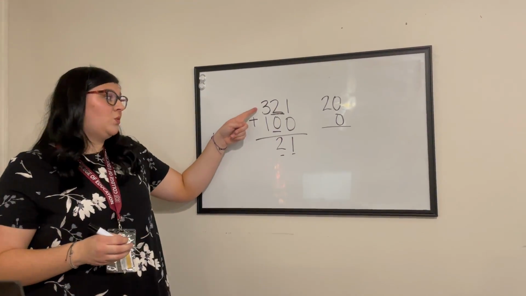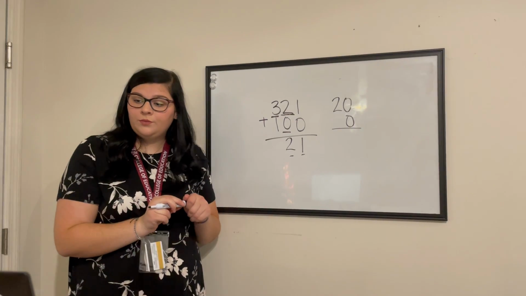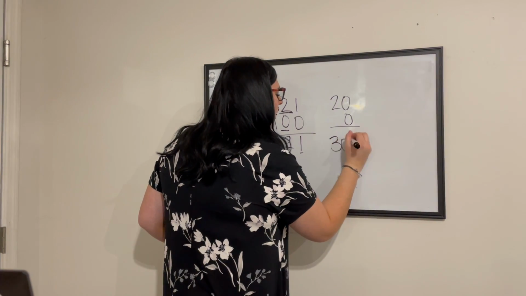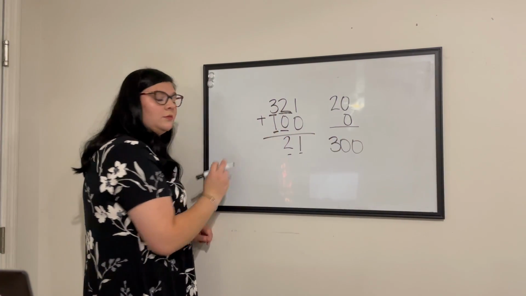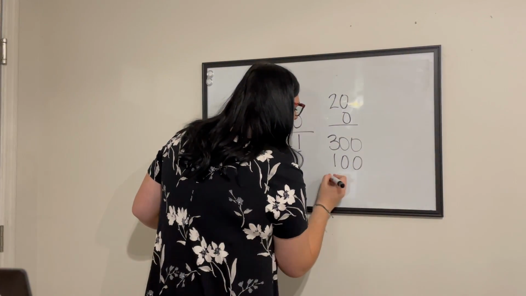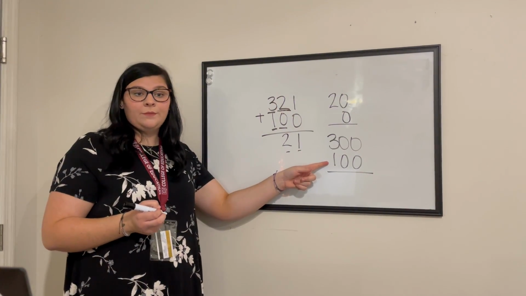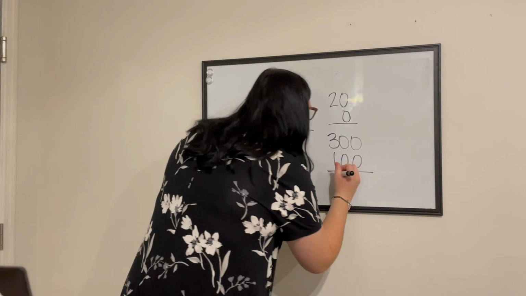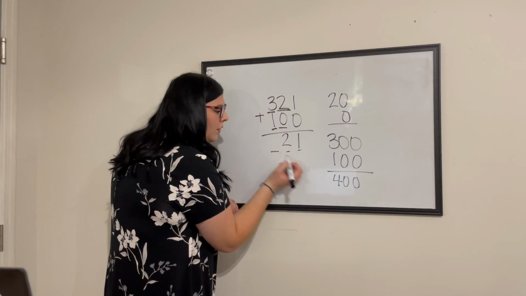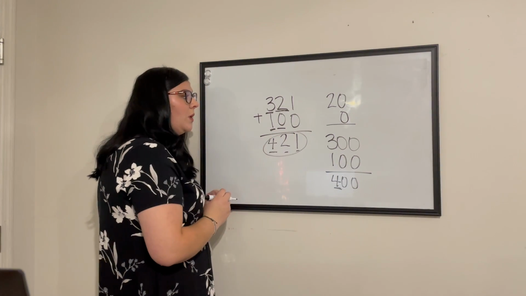Now if we move on to this one, this number, what does it represent? Yes. Very good. 300. And can you tell me what this number represents also? Very good. 100. So now if we add those together, what do we get? Very good. We get 400. So just like in our expanded form, we're going to take our first digit and put here. So our answer is 421.